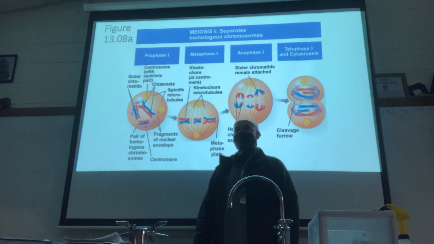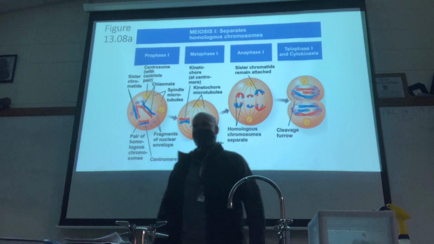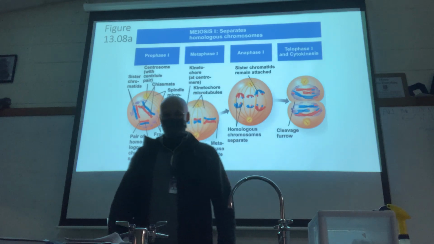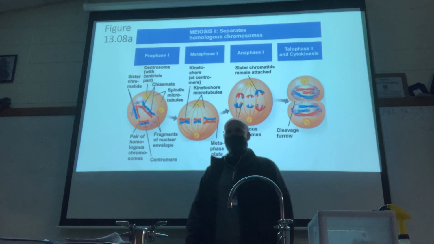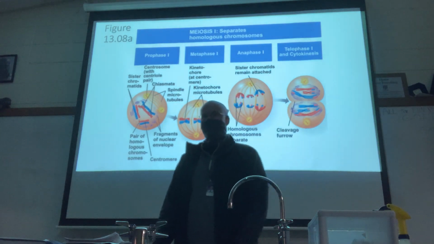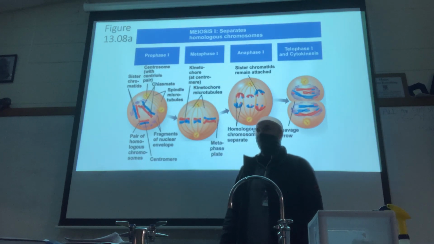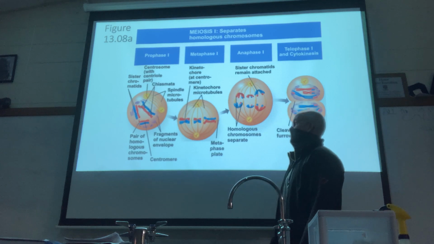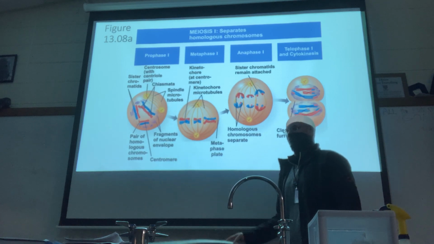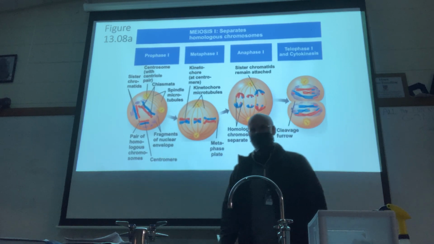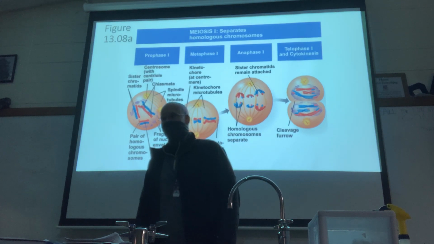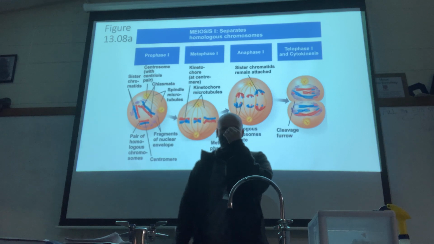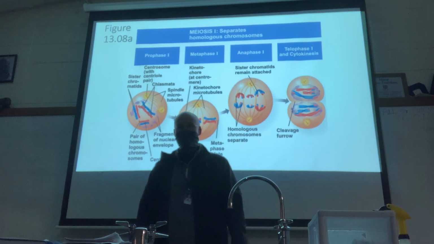Tell me anything that happened in prophase in mitosis from the end of last semester. Hey, look, it says fragments of nuclear envelope here. What does that mean? If you have fragments, what's happening to the nucleus?